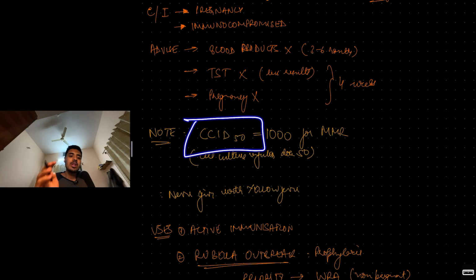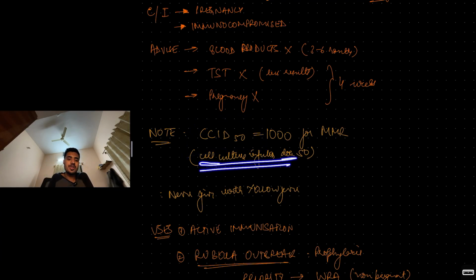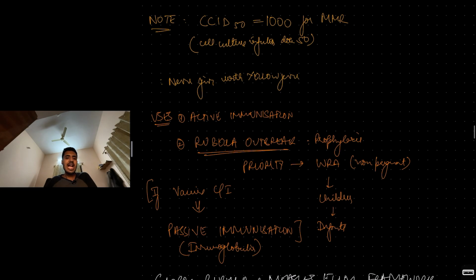And CCID50. The vaccine bottle will have something known as CCID50, that is cell culture infection dose. That is the amount of virus required to cause cytopathic effect in 50% of the cell culture line. Basically, while developing the vaccine, you will culture the virus in certain cells, right? So the amount of virus needed to have a cytopathic effect on 50% of that cell culture line is CCID50. And for MMR vaccine, CCID50 is 1000 units.